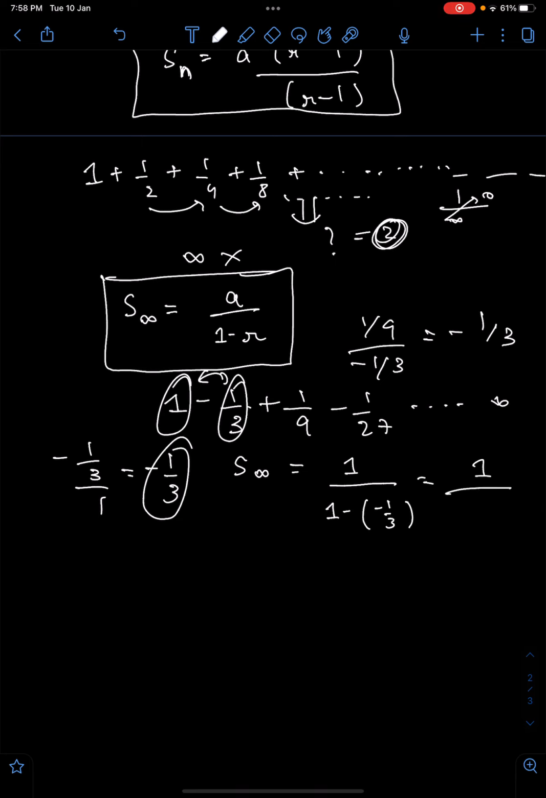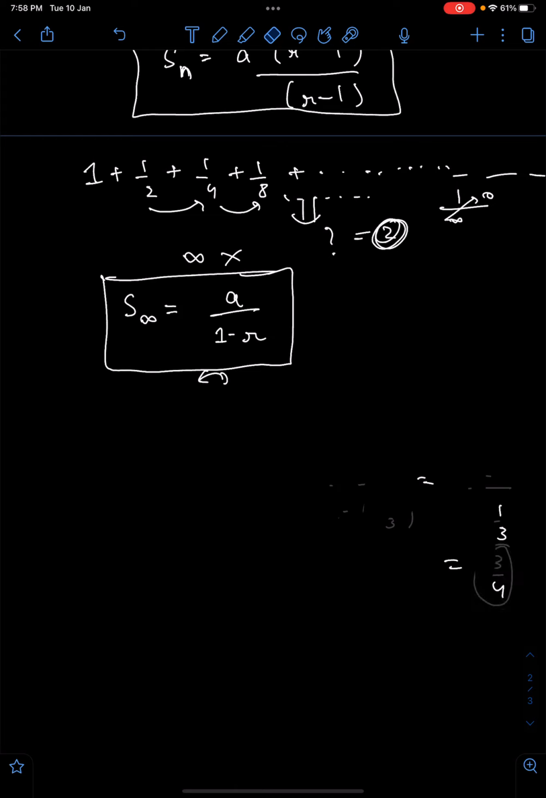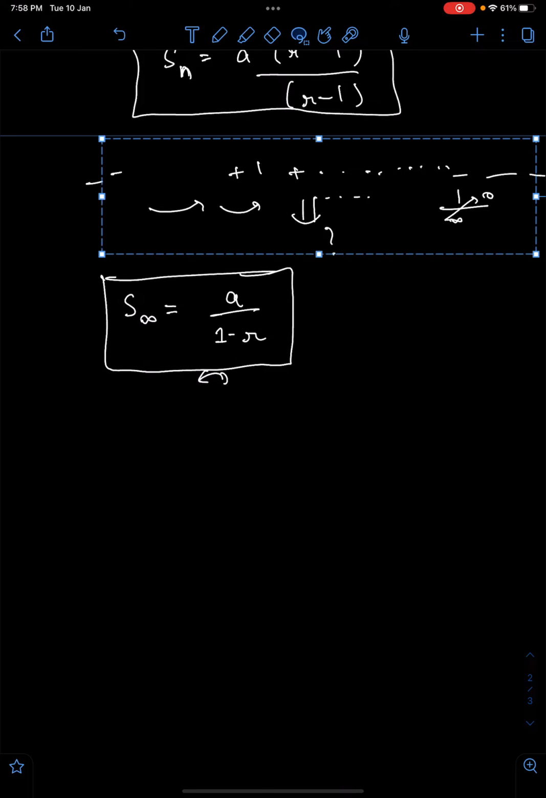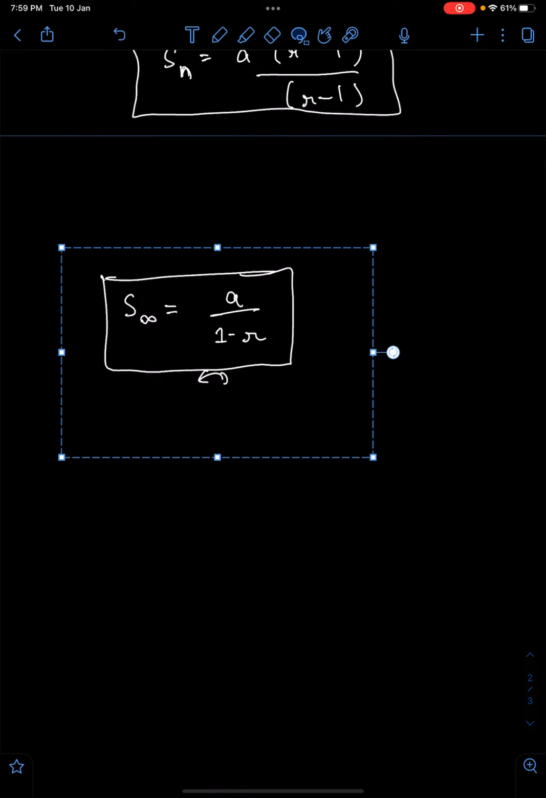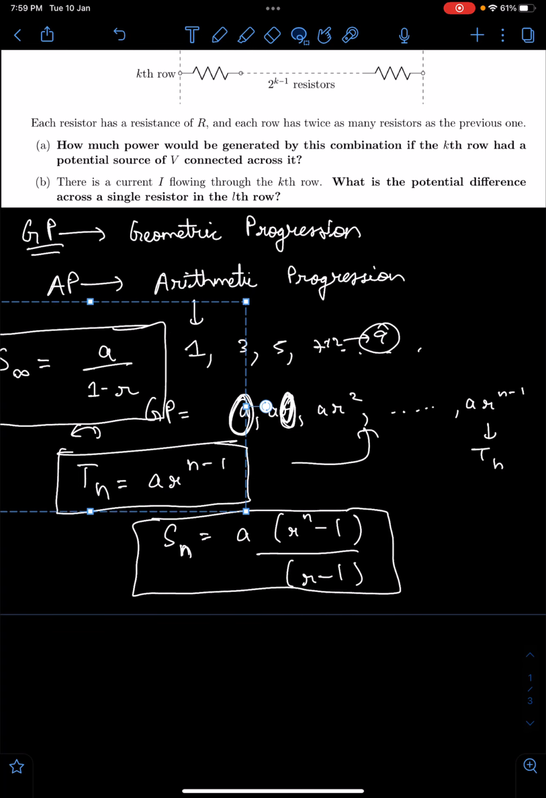So this is 1 upon 1 plus 1 by 3. I think the answer is going to be 3 by 4. Right, the answer is 3 by 4. So if you got this, congratulations, you have learned the concept of GP. This is all about GP required to solve this problem. GP is a very big topic. You guys must be studying it in class 11th. So yeah, we'll just keep a note of the formulas. Let me just erase this. I'll copy this here.